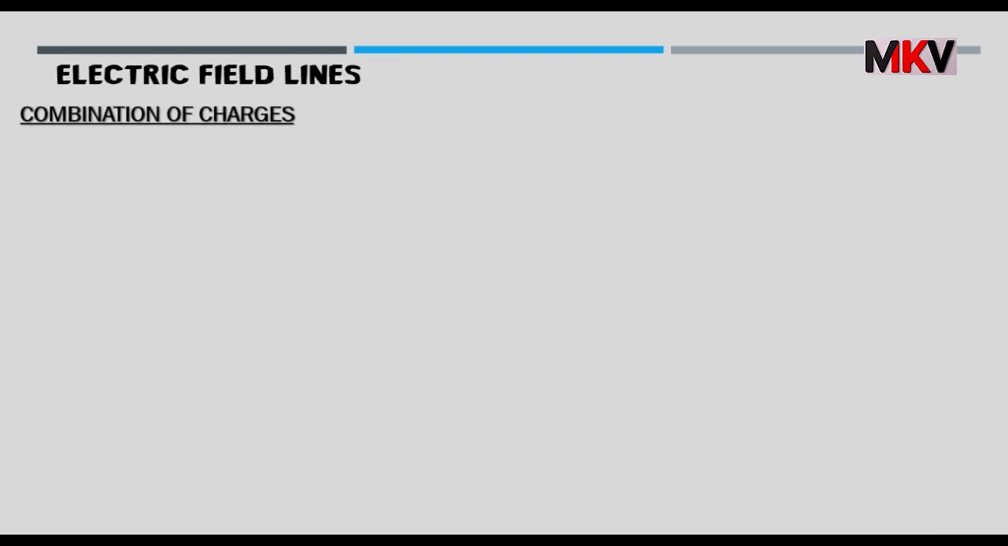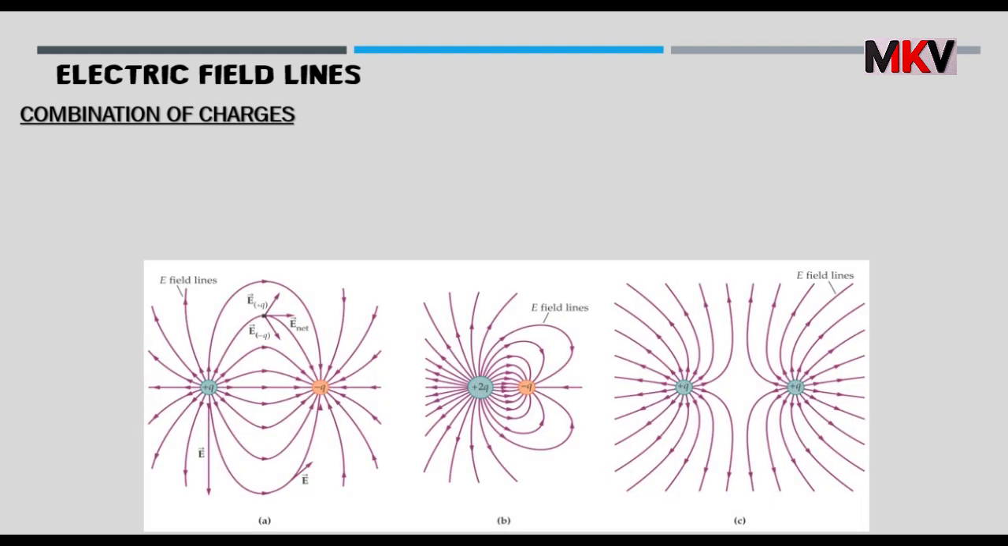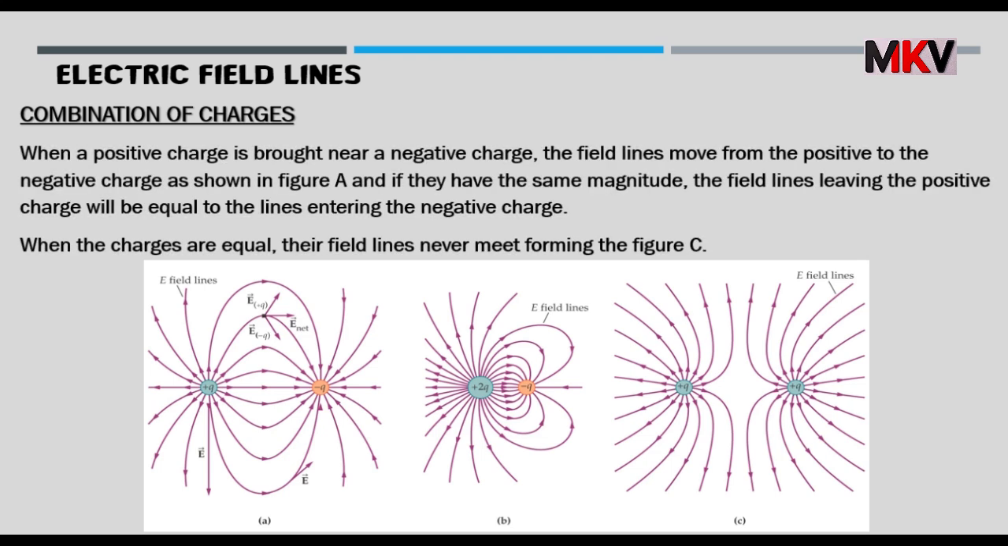Now, the next thing we talk about is combination of charges. With this diagram, we can see that there are two charges being brought together. The diagram shows how the electric field lines are connected and how they move from one charge to the other. So, when a positive charge is brought near a negative charge, the field lines move from the positive charge to the negative charge.